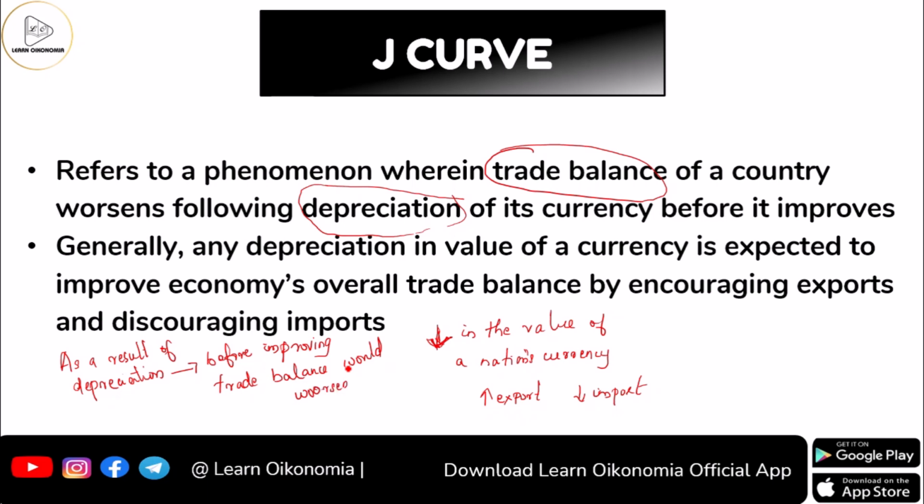So generally, any depreciation in the value of a nation's currency is expected to improve the overall trade balance, right? Because this would definitely increase the export and also reduce or discourage the import. But before doing this, there will be a worsening situation. Only after worsening the scenario, it will improve the scenario. That is what is told in the J curve effect.